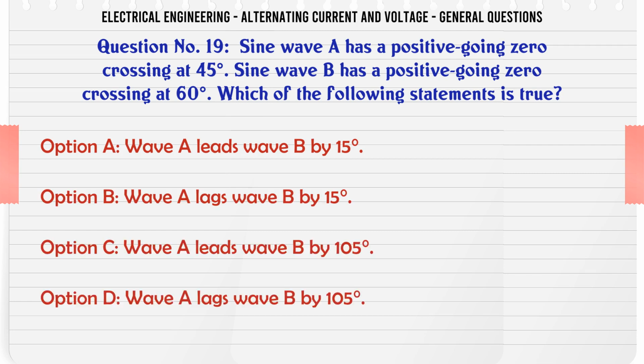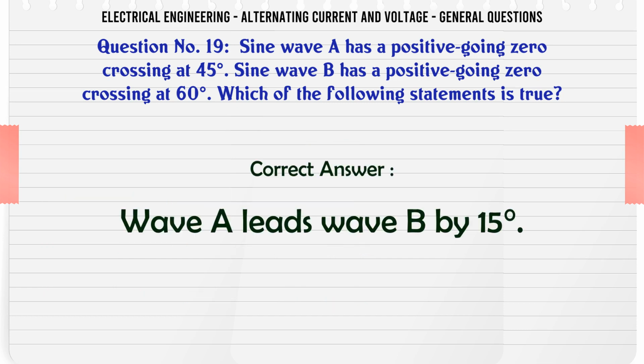Sine wave B has a positive-going zero crossing at 60°. Which of the following statements is true? A: Wave A leads wave B by 15°. B: Wave A lags wave B by 15°. C: Wave A leads wave B by 105°. D: Wave A lags wave B by 105°. The correct answer is wave A leads wave B by 15°.